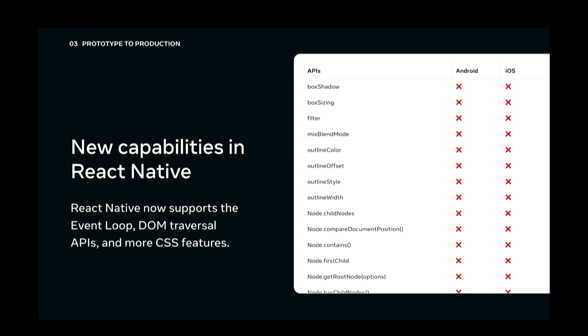This convergence with the web is thanks to advances in React Native that now make the details of this cross-platform vision a possibility. The new React Native architecture unlocked the ability to provide synchronous APIs and call directly into native, just like you would do in the browser. React Native now supports the same event loop and DOM traversal APIs that you find in a browser environment, as well as an increasing number of CSS properties, like box shadows, filters, and background image gradients.